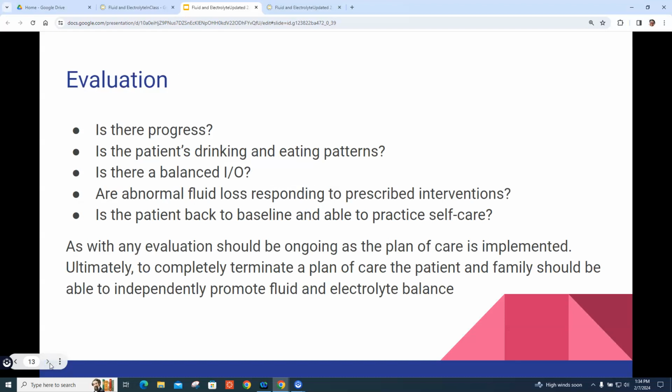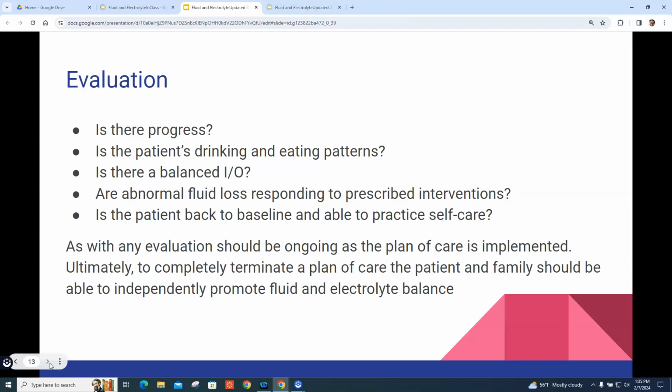How do we evaluate? So evaluation is, is there progress? Is the patient's dehydration status improving? Are they drinking more liquids? Are they not falling? Is there intake and output balance? Have they gained or lost a normal amount of weight? Is the patient back to their baseline and able to practice their self-care?